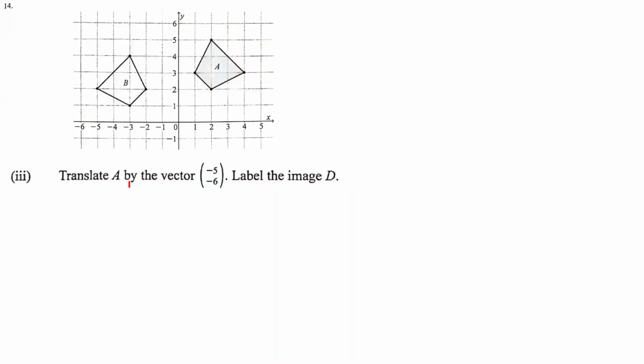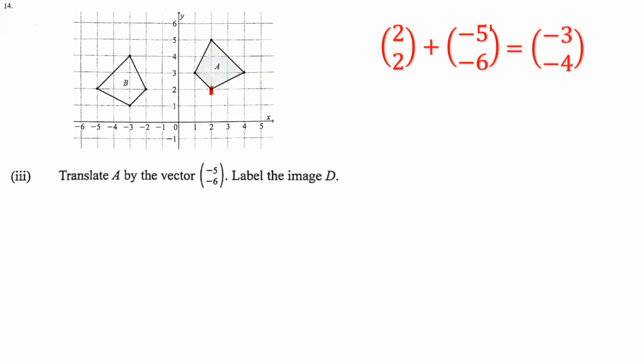They say translate A by the vector (-5, -6), label this image D. Okay, so you have to take each point on this particular image A, and apply the vector (-5, -6) onto it. So the first point that we're going to use is (2, 2), and we're going to add (-5, -6) to it. We know that 2 plus -5 is going to be -3, and then 2 plus -6 is going to be -4.